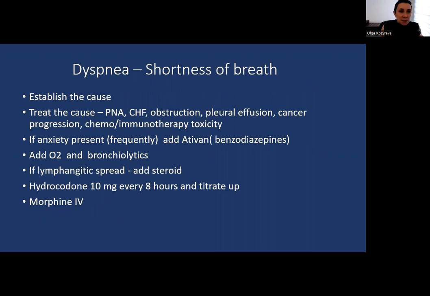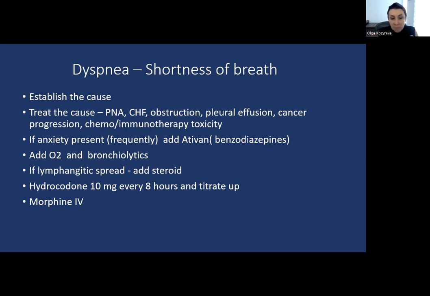The next symptom I would like to discuss is dyspnea, or shortness of breath, pretty common, right? We need to establish the cause. The cause can be pulmonary embolism, pneumonia, COVID, anxiety, congestive heart failure, obstruction, pleural effusion, cancer progression, chemo or immunotherapy toxicity. Extremely important, right? It's common everywhere, not only cancer related. You could have a patient with chronic CHF and pulmonary embolism, and suddenly the shortness of breath is worse, or with pneumonia or with COVID.